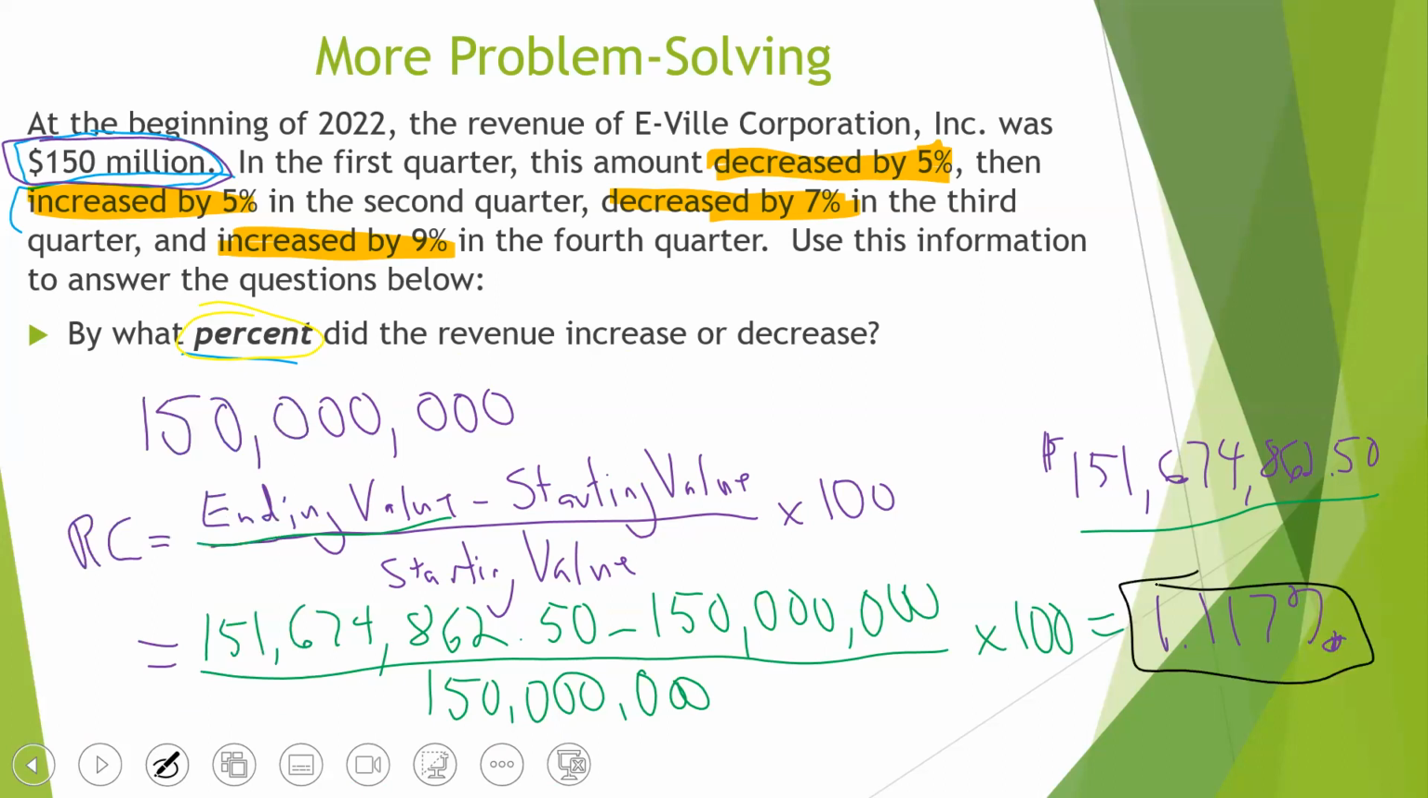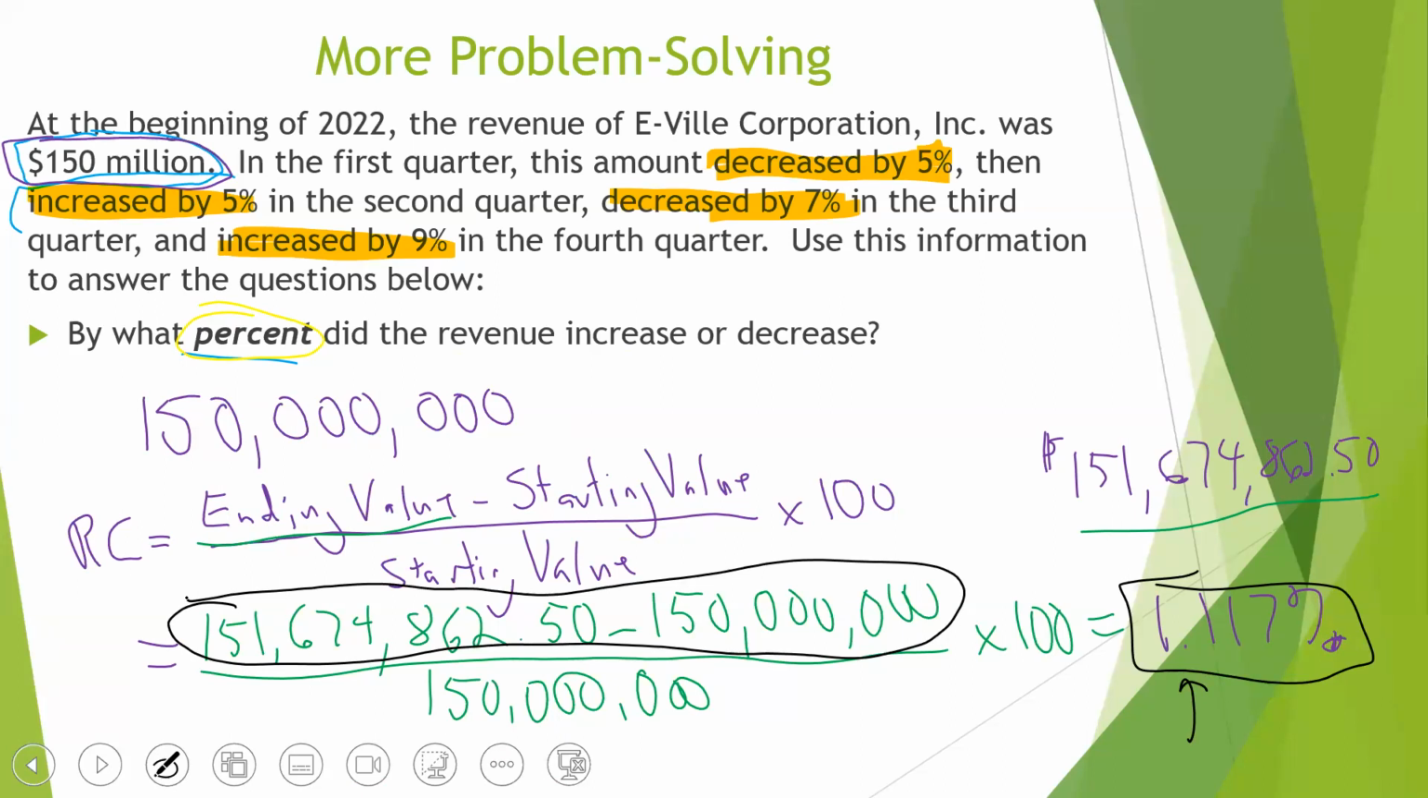So it looks like the revenue overall increased by 1.117%. Also note that another way to know that it increased here is to see that the final answer we got here was positive because I didn't use any absolute values here in the numerator. Sometimes with relative change, we'll use absolute values, but I didn't. So since I ended up with a positive answer there, we know that it increased.